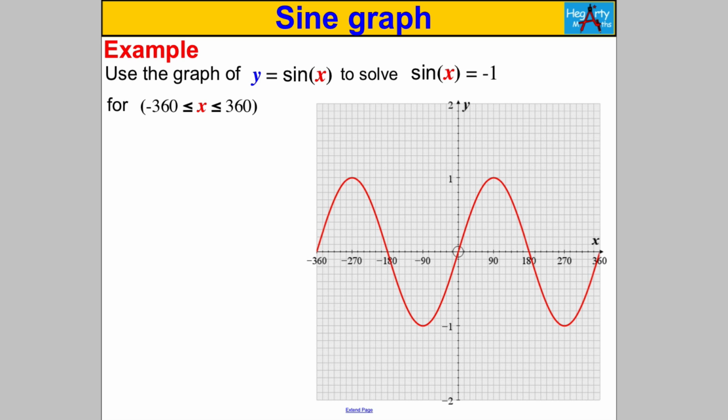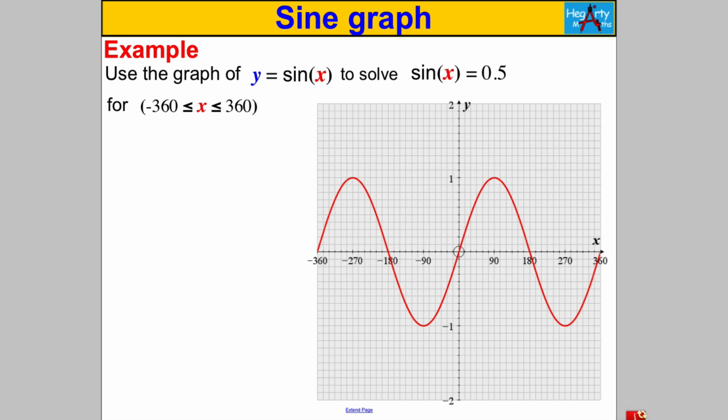Pause the video, have a go. To solve this one, I'm going to draw the graph y equals negative 1, and I'm going to see where my graph equals that. It's there and there, and we can see that these have solutions for x is negative 90 and x is positive 270. So clearly from our graph there we get the two solutions: x is negative 90 and x is equal to 270, and we're done.